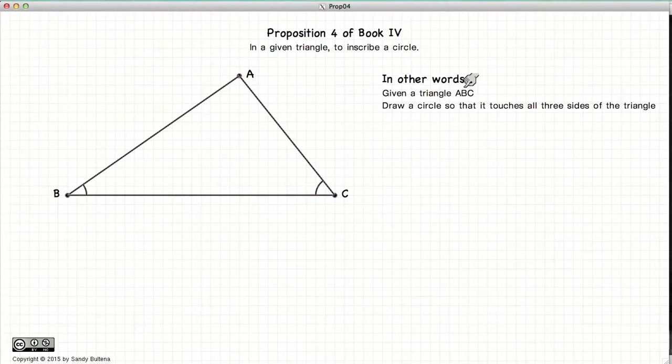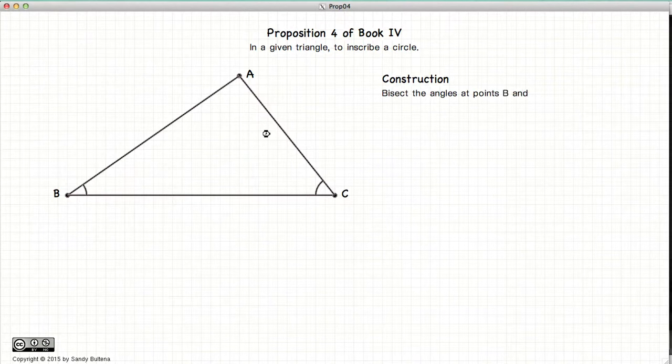This video presentation is going to be on Proposition 4 of Book 4. And this proposition gives us the information or the methods required to construct a circle inside of a triangle such that the circle touches each side of the triangle.